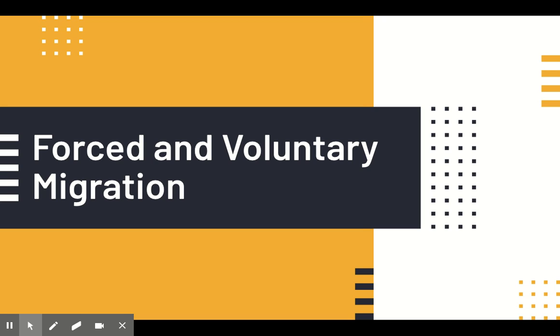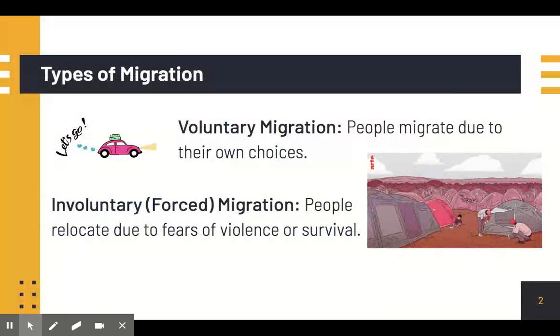We're going to talk a little bit about forced and voluntary migrations. So these are two different types of migration. Voluntary is when people migrate due to their own choices, so voluntary choice. Involuntary is often called forced migration, where people relocate due to fears of violence or survival.